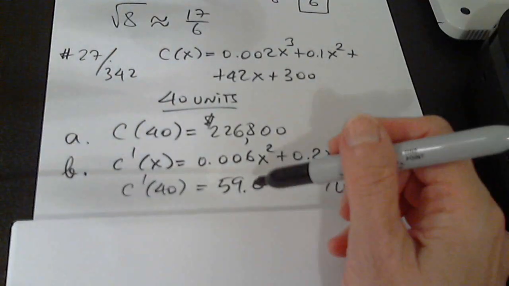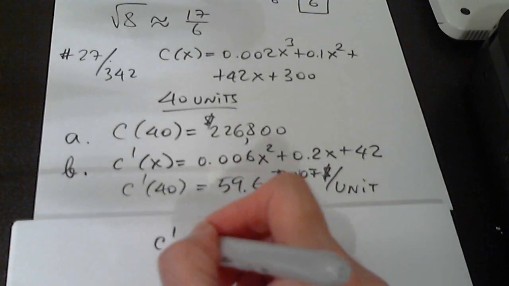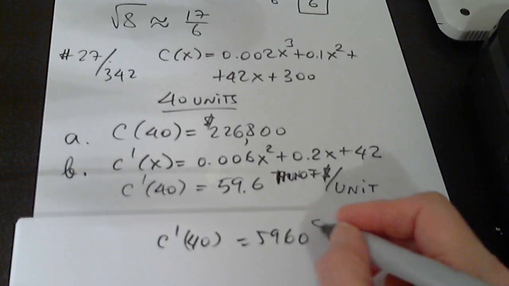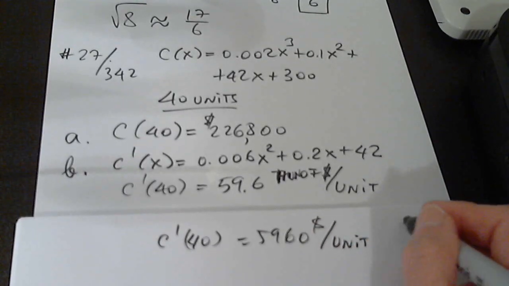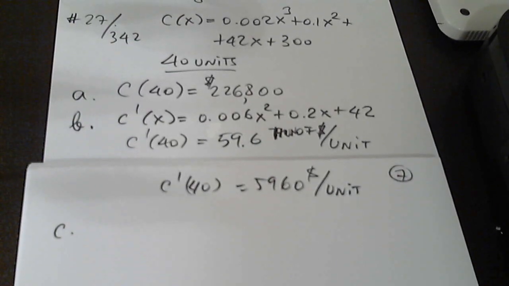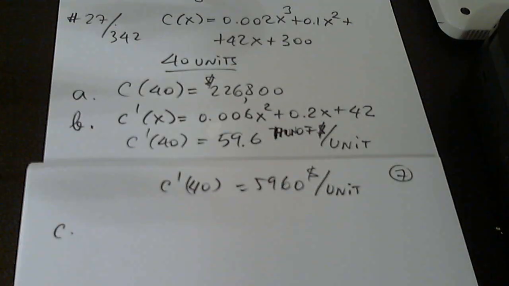So you either say 5,960, so let me write it here also in this way, $5,960 per unit, whichever you prefer. Okay, in part C. Let's take a look. In part C, they say, use the result from part B to estimate the daily cost of increasing production from 40 to 42 per day.